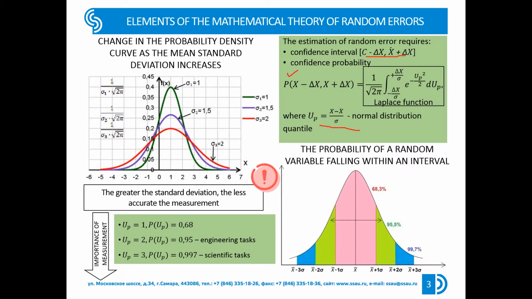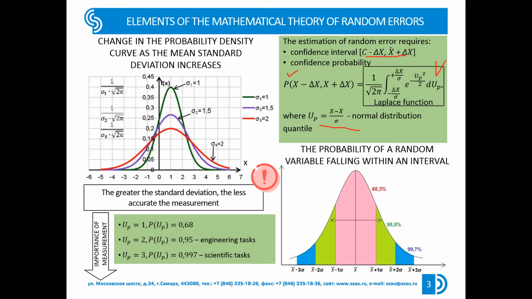The integral on the right is called the probability integral or Laplace function. It is solved numerically because it is not expressed analytically. The confidence probability of a random value within the confidence interval for different values of the quantile of the normal distribution is shown and given below.